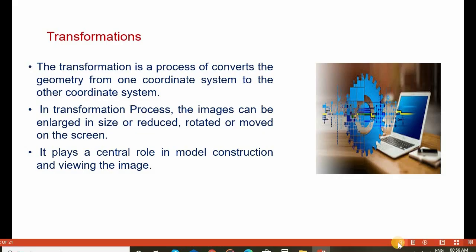It may be enlarged, which is called scaling; that is, it reduces or increases the size. And it can be rotated at different angles, or moved on the screen from one place to another, which is translation. So there are three types of transformation process: scaling, rotation and translation. It plays a central role in model construction and viewing the image.